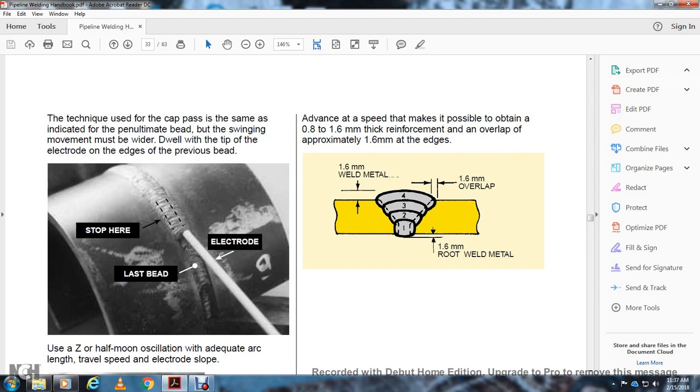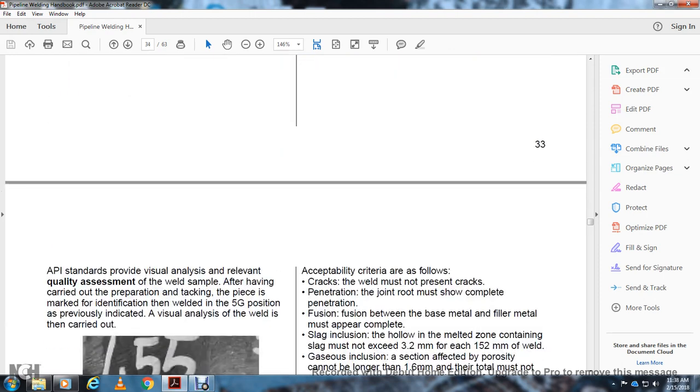Advance at the speed that makes it possible to reach 0.8 to 1.6 millimeter thick reinforcement, with an overlap of approximately 1.6 millimeters at the edges, welding 1.6 millimeter of overlap and 1.6 millimeter root weld on 1, 2, 3, and 4 passes.